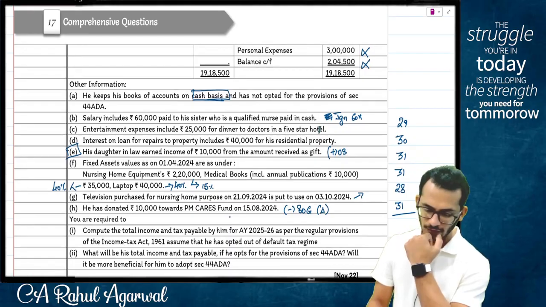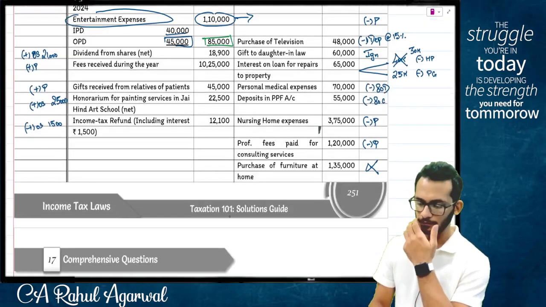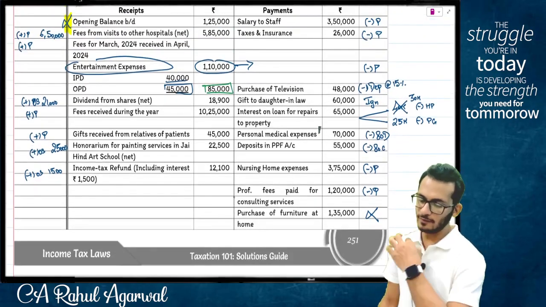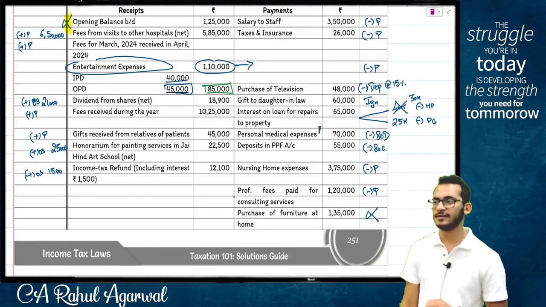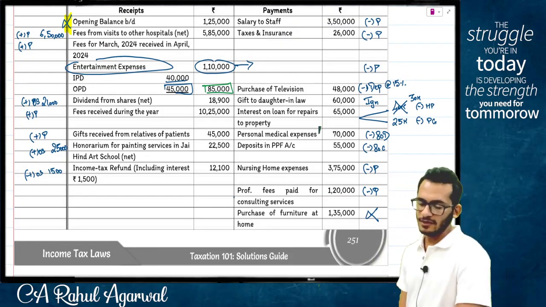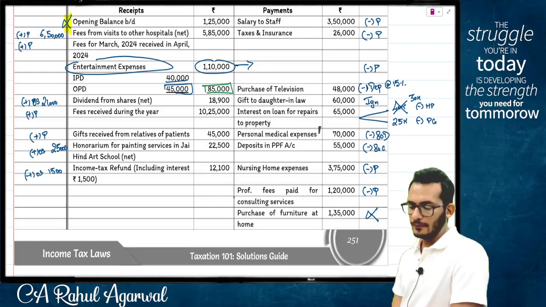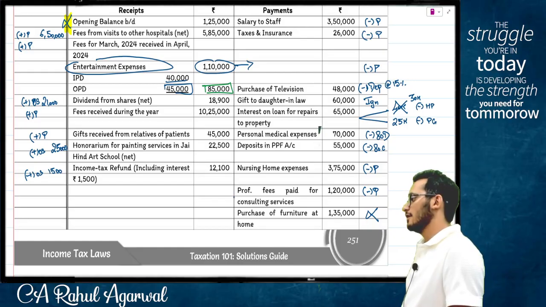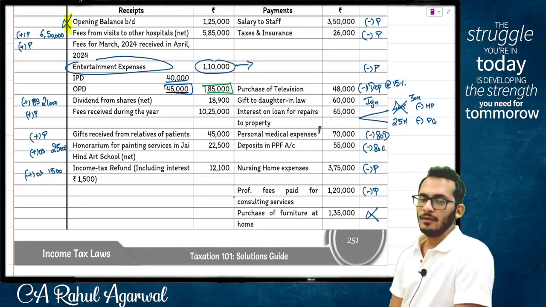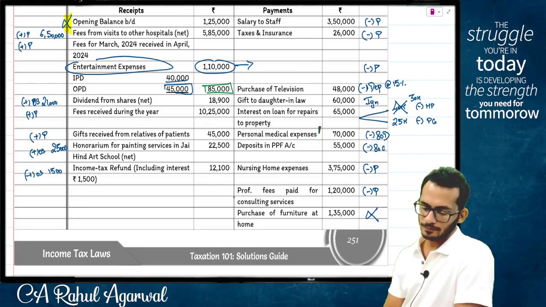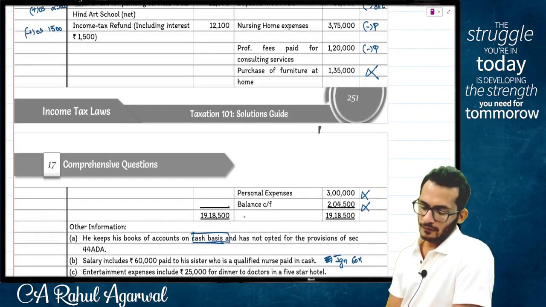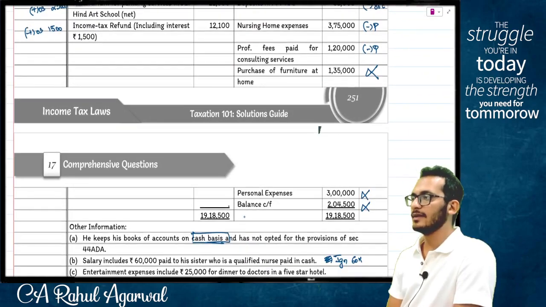Were there any facts about nursing home expenses? No, right? Nursing home expenses was 3,75,000. Next, professional fees paid for consulting, 1,20,000. Yes, done. Anything else in the table?